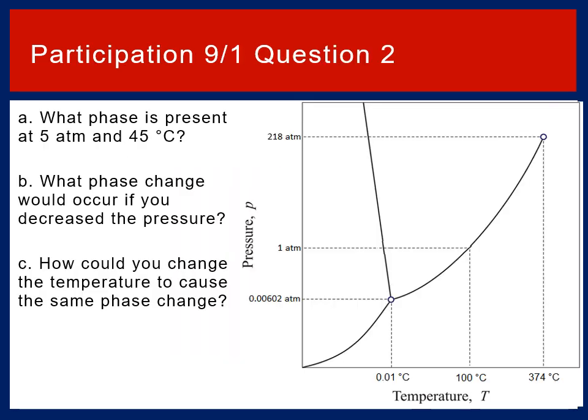Participation 9.1, question 2. All these parts are going to talk about the phase diagram that's right here. A, what phase is present at 5 atmospheres and 45 degrees Celsius? B, what phase change would occur if you decrease the pressure from the point described in part A? And C, how could you change the temperature to cause the same phase change as described in part B, changing the temperature from the point in A?